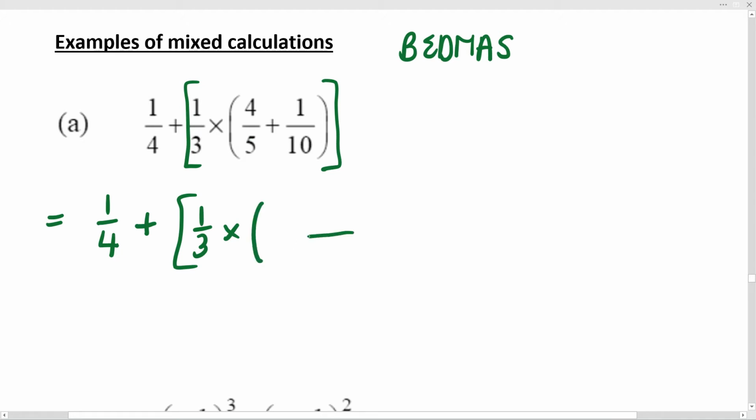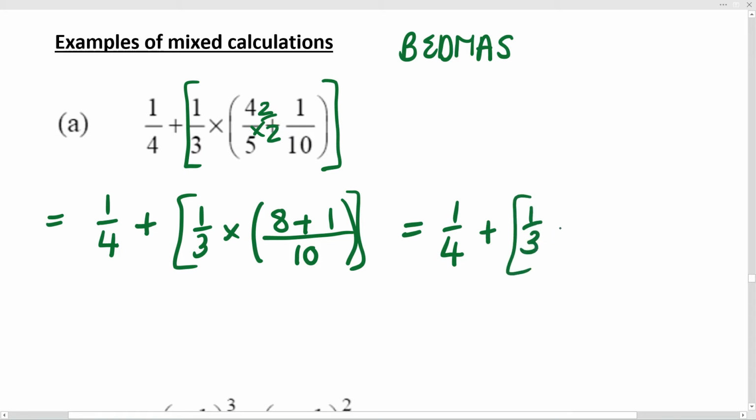Right, let's get this guy going. I need an LCD between 5 and 10, which will be 10. Okay. 4/5, I need to multiply by 2/2 to get it over 10, so that is 8, plus that was just over 10, so we're good. Okay, I'll be able to drop brackets quite soon. And so let me copy and paste the 4, copy and paste the plus, copy and paste the 1/3, and go times by 9/10. Okay, you see I've dropped my smaller brackets.